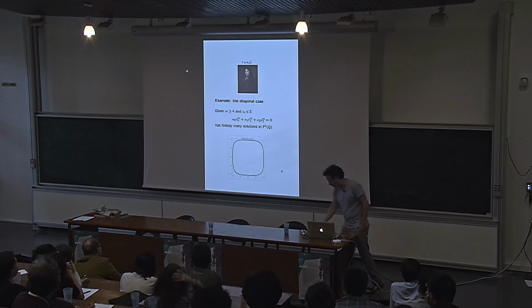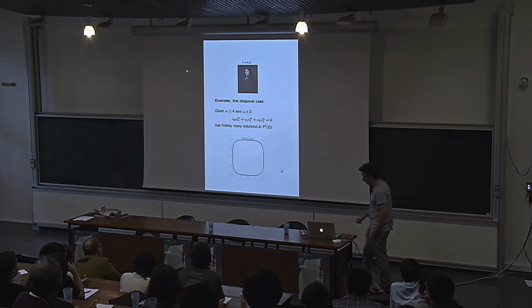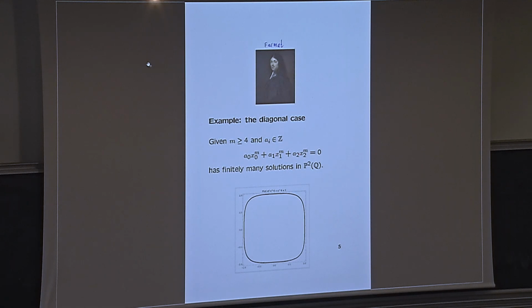Okay, but a good example to keep in mind that I will come back to is the diagonal case. So now I take an integer m, which is at least 4, and I look at this diagonal curve in P2. So it's a Fermat curve. It's a generalized Fermat curve because I'm allowing these coefficients here. So the Fermat case is when you have 1, 1, minus 1. So a consequence of this proof of the Mordell conjecture is that there are only finitely many rational solutions to that equation. And famously, for the Fermat case, they are just trivial ones. But in general, all we can say is that there are just finitely many.